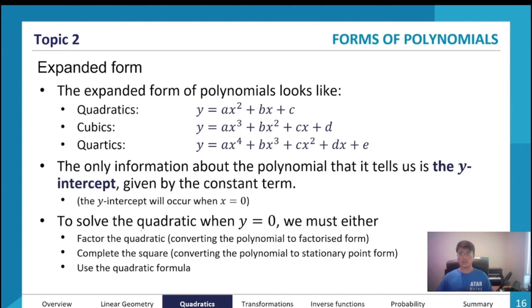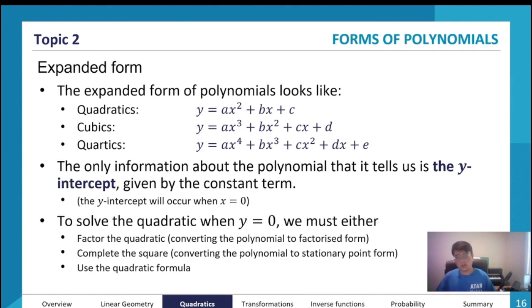So there are different forms of polynomials, and this applies to anything degree 2 and up. So we're dealing with quadratics, cubics, quartics. You won't be going higher than that. It's going to be outside the scope of the study design. But you want to have an idea of what the expanded form looks like. And I like to think of this as the most basic form, where you have a coefficient, a number in front of an x term, and then you have the x term itself, and then the power that it's raised to. It's all laid out in this very neat manner. This is referred to as the expanded form.